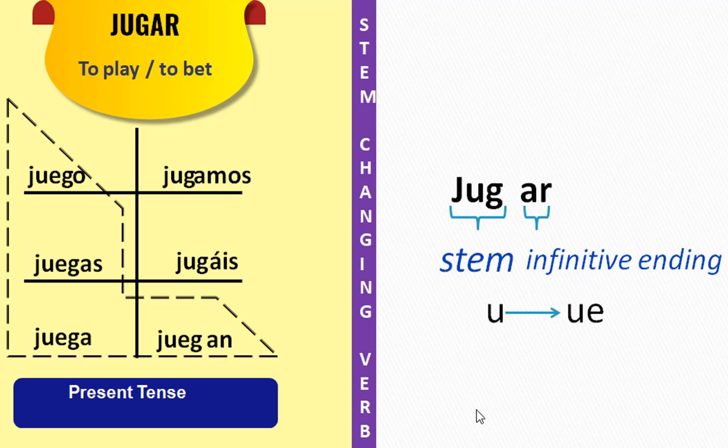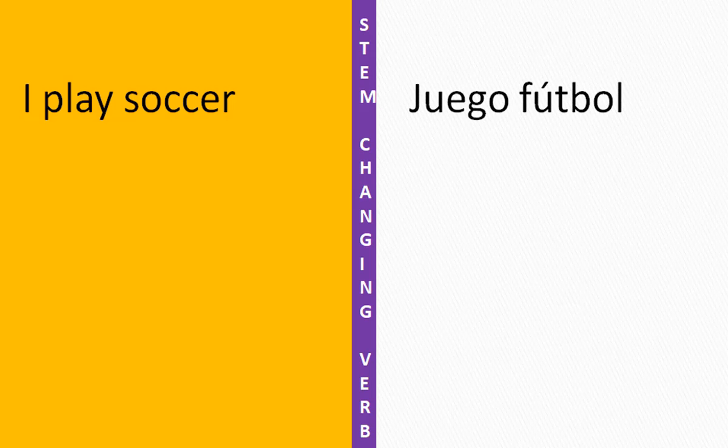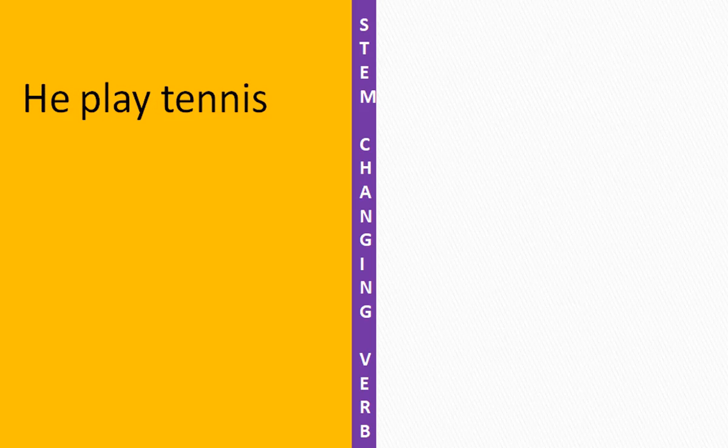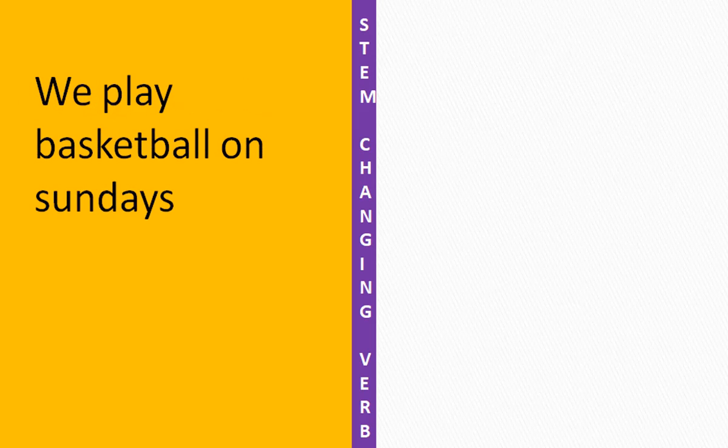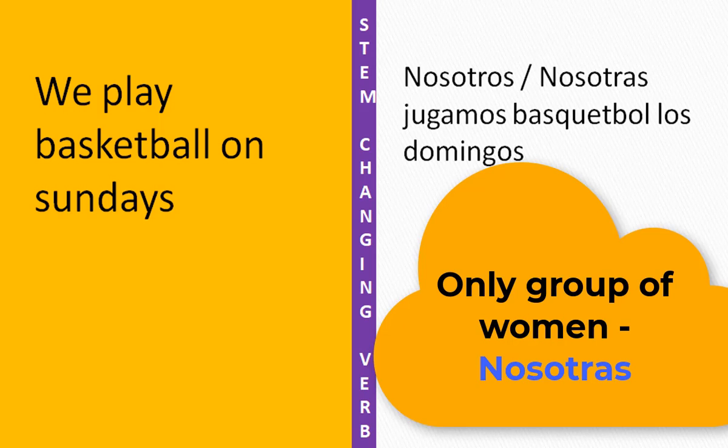Let's try and use them in a few sentences. I play soccer. Juego football. He plays tennis. Él juega tenis. We play basketball on Sundays. So, nosotros jugamos basketball los domingos.